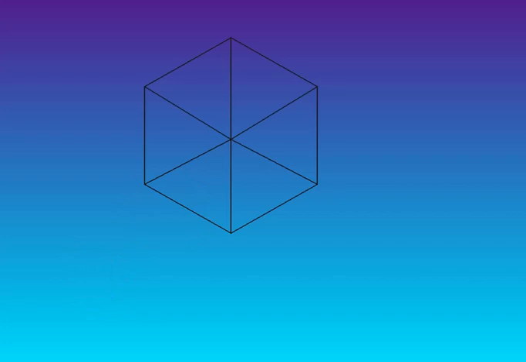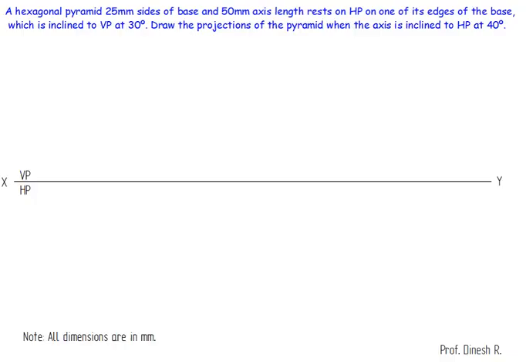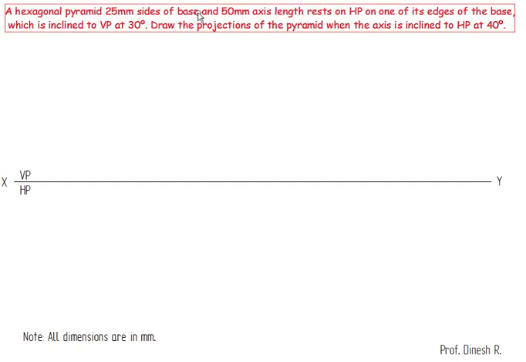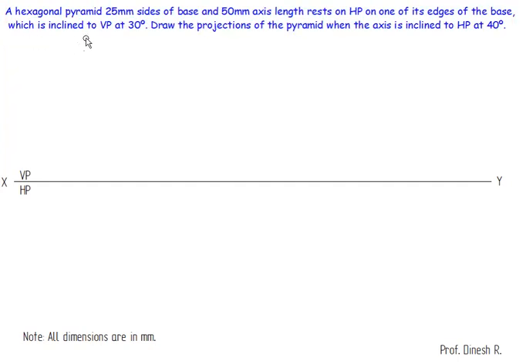In the case of a pyramid, all the slant edges that we draw are going to be in thick lines. So let's move to the problem. A hexagonal pyramid, 25 mm sides of base and 50 mm axis length, rests on HP on one of its base edges, which is inclined to VP at 30 degrees. Inclined to VP indicates that anything with an inclination with respect to VP is going to be for the third step. Whenever the solid is on HP, in the second step, we need to see the inclination with respect to HP. So let's move to the questions.